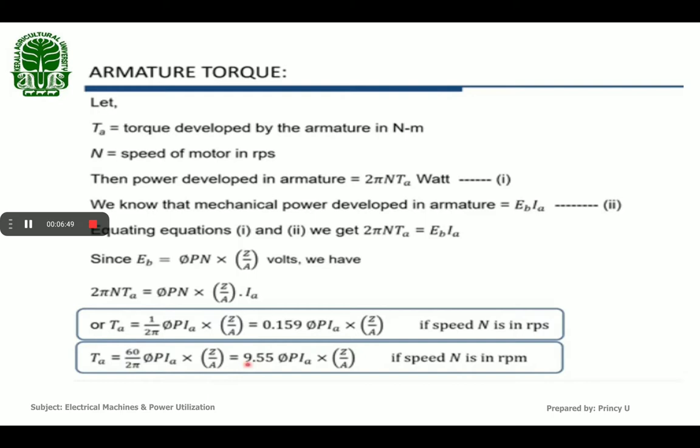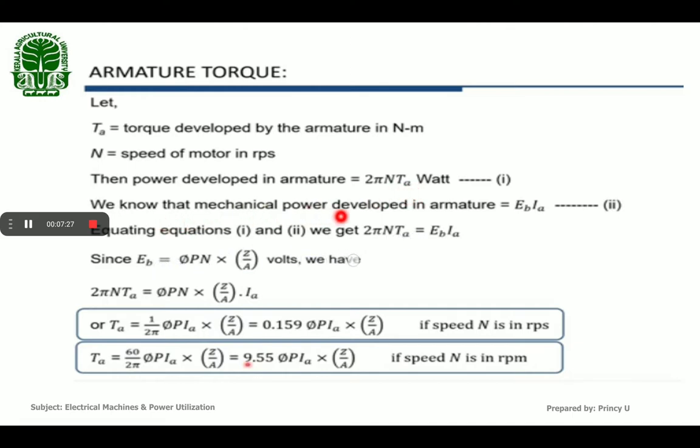Now we are going to find out armature torque. Torque developed in armature is represented as TA, and the speed we take is the speed of the motor in revolutions per second. Then power developed in armature is 2 pi n into TA watts. In the power equation we had 2 pi n T; since it is the armature torque, we represent it as TA. So power developed in armature is 2 pi n into armature torque TA.